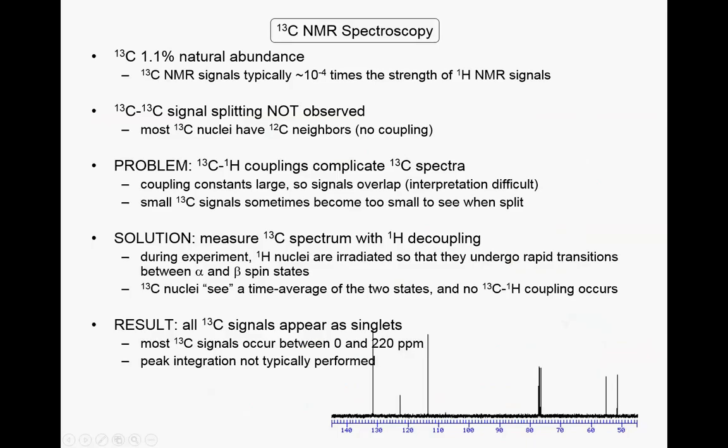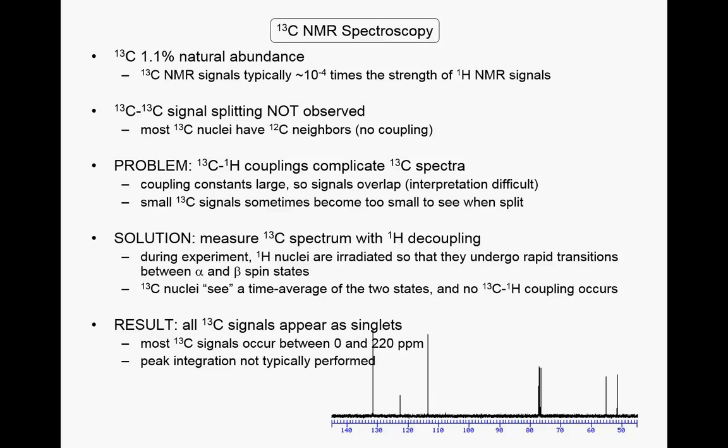So let's talk about carbon NMR for a few minutes. I said that proton NMR is by far the most commonly used NMR. The reason is that carbon-12 is not NMR active, but carbon-13 is NMR active. Fortunately for us, any given sample of carbon is going to be about 1% carbon-13.